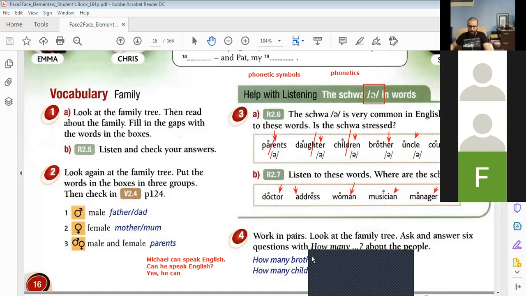خلنا نتأكدوا. بيكم تركزوا في الصوت المرخي هذا. Let's listen to it.